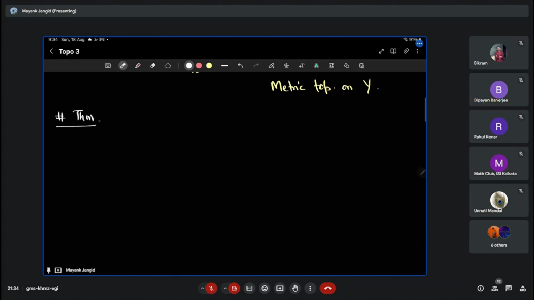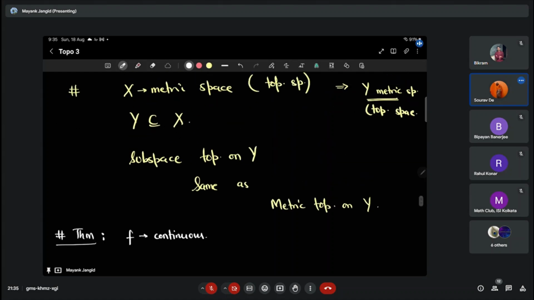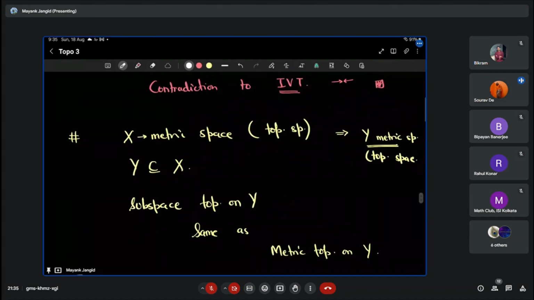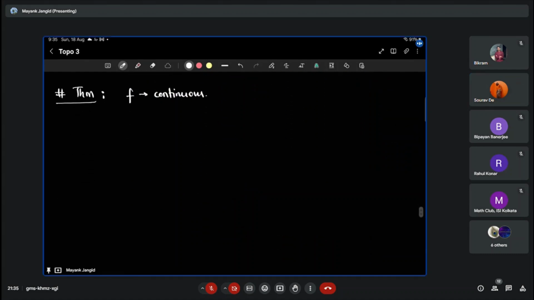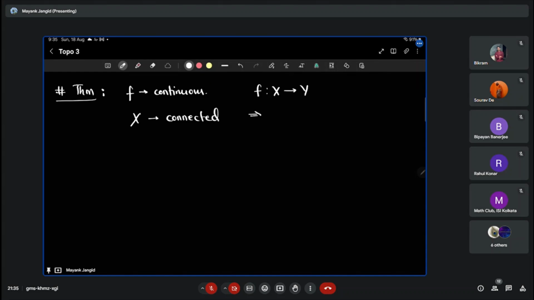Theorem. F is a continuous map. Can you please show the previous part once again? Yes, this one. Okay, thank you. Fine. So if F is a continuous map from X to Y and X is connected, then F of X, that is the image of X under F, is also connected.